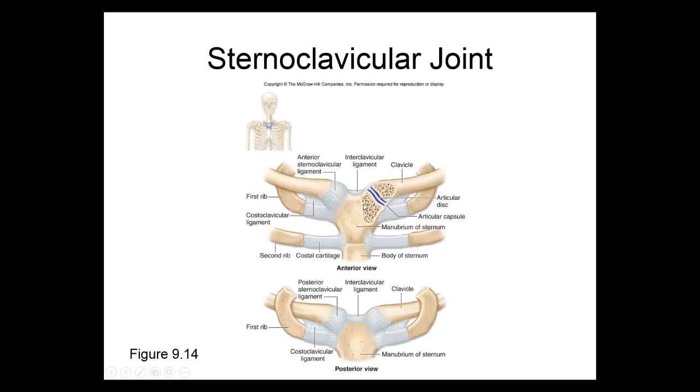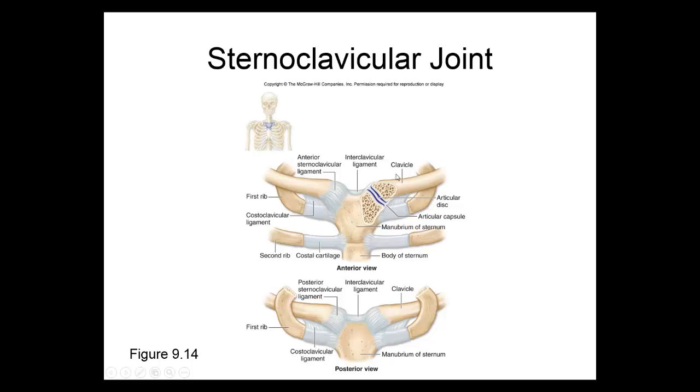So let's have a look here at the ligaments. Here is a clavicle and another clavicle. This is the anterior view. You can see the interclavicular ligament over here and over there. You can also see the anterior sternoclavicular ligament and the posterior. This is a posterior view. Posterior sternoclavicular ligament. And finally we have the costoclavicular ligament.